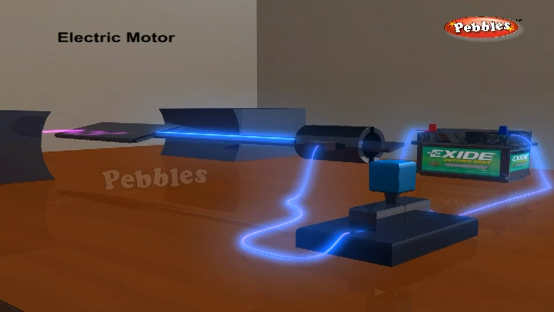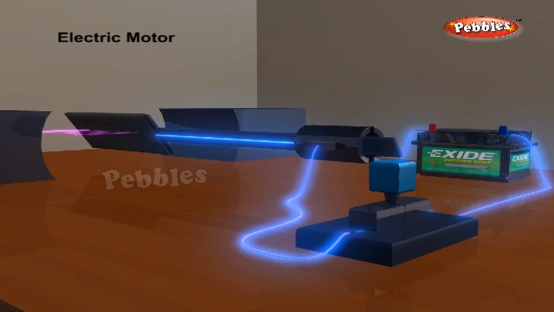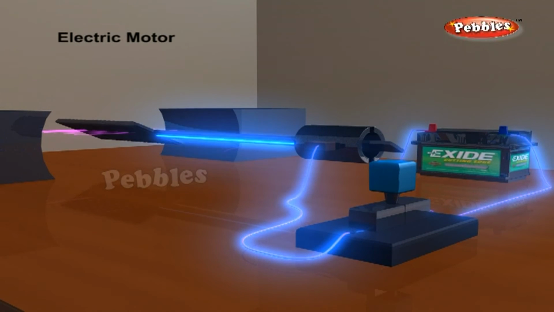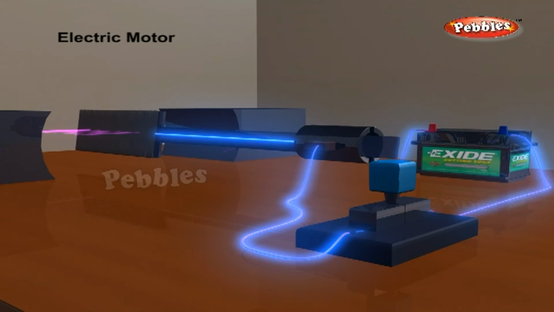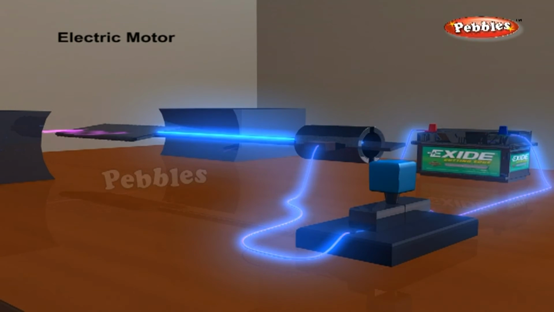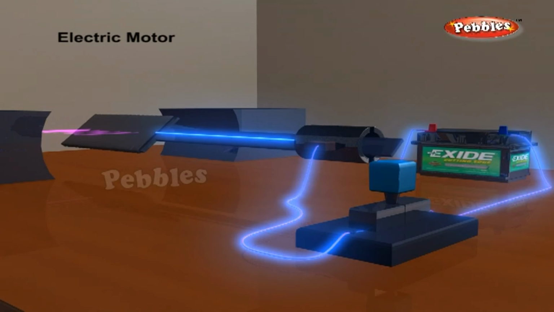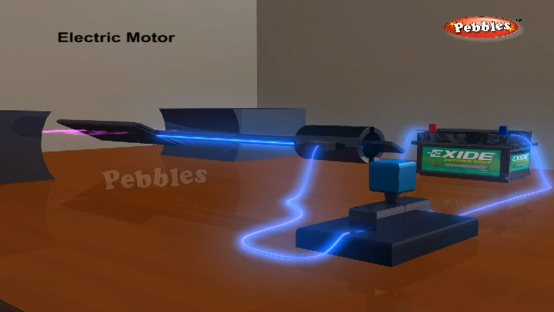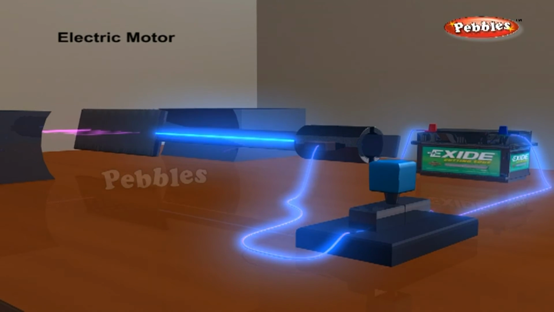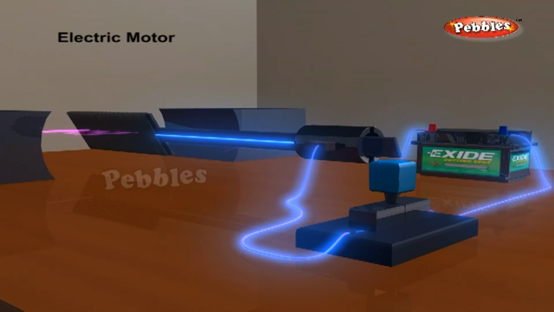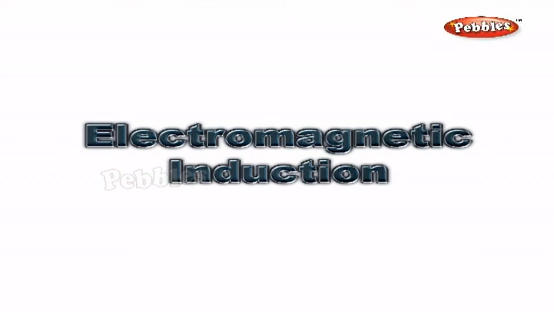The commercial motors use: 1. An electromagnet in place of a permanent magnet, 2. A large number of turns of the conducting wire in the current-carrying coil, and 3. A soft iron core on which the coil is wound. The soft iron core on which the coil is wound, plus the coils, is called an armature. This enhances the power of the motor.